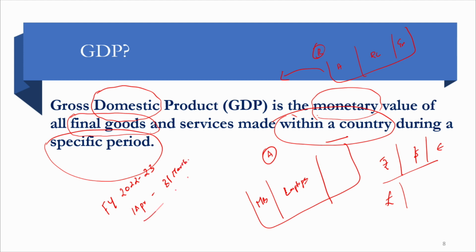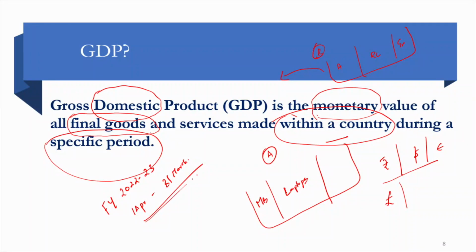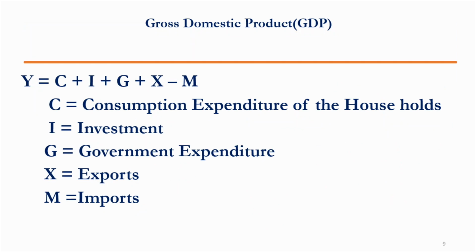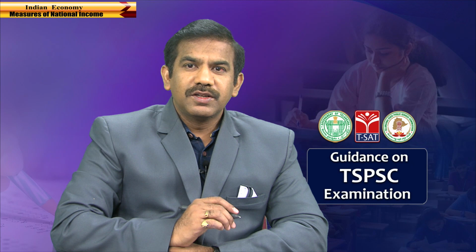So, simply speaking, GDP represents the sum of value of all final goods and services produced in our country, that is India, during this period of time, starting from the 1st April to 31st March of the next calendar year. That is what we call GDP. So you might have noticed GDP emphasizes on where the things are produced.